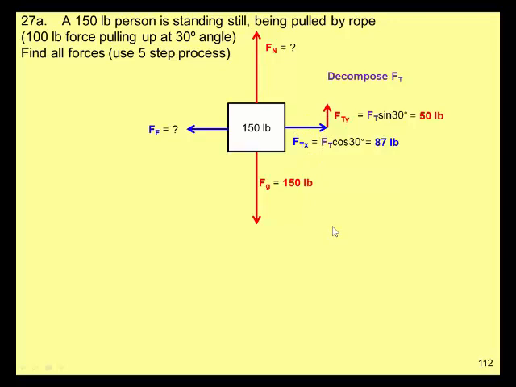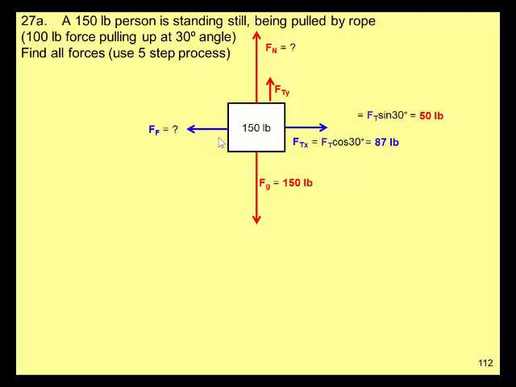And so these are our decomposed vectors, and I'm just going to move this over to the side here so you can see I've got 3 vectors acting in the y direction, and I've got 2 acting in the x direction. And remember, the object, the person, is not moving, so we're in static equilibrium in both these directions as well. So there's our first 2 steps of the 5-step process.